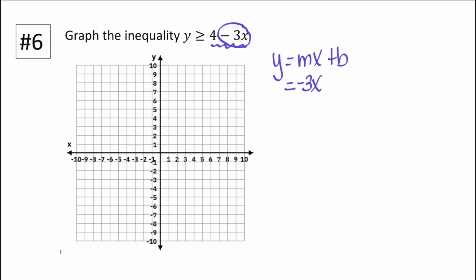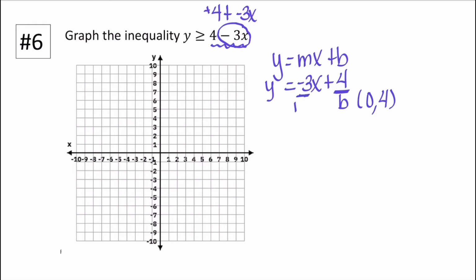If you want to, you can think of this as 4 plus negative 3x, and that is why I make my first term negative 3x, because remember, subtracting is like adding the opposite. Then I have my b. The 4 here is a positive 4, so I'm going to write plus 4. All I did was rewrite the inequality as an equation so I can graph it using slope-intercept form. So this is my value of b, which is my y-intercept at 0, 4.